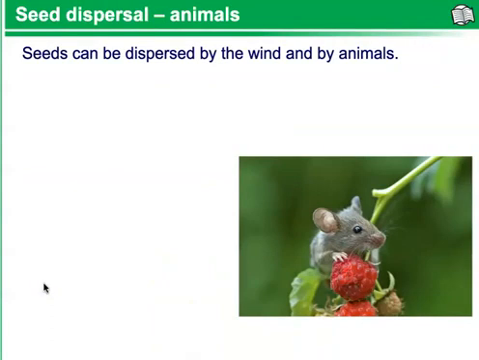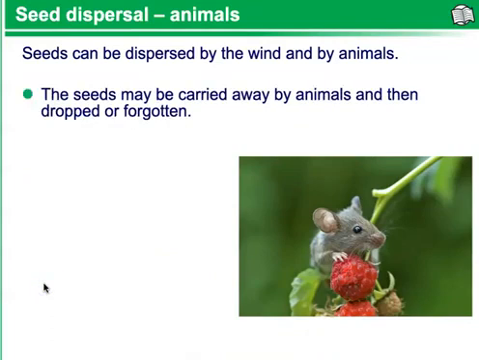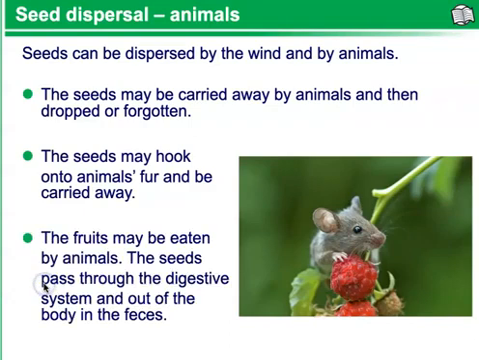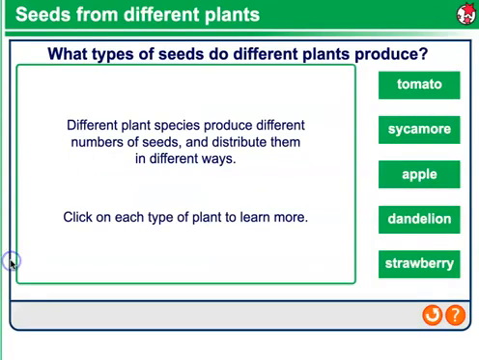Some seed dispersal happens with animals. Seeds can be dispersed by the wind and also by animals. The seeds may be carried away by animals and then dropped or forgotten. The seeds may look or hook onto animals and be carried away. The fruits may be eaten by animals. The seeds pass through the digestive system and out of the body in the feces.